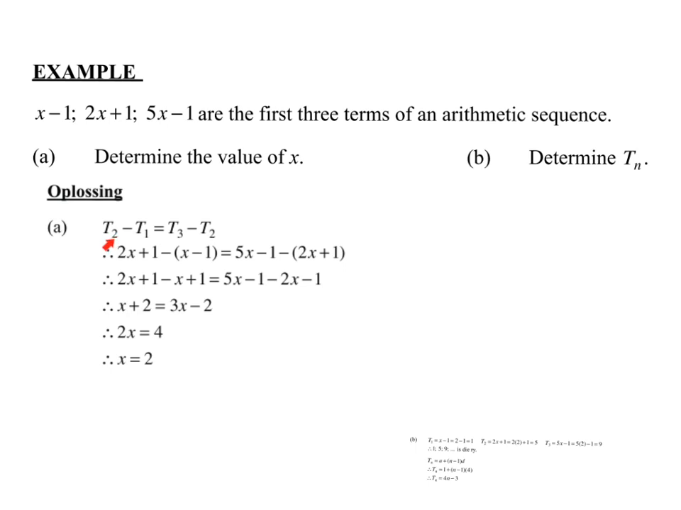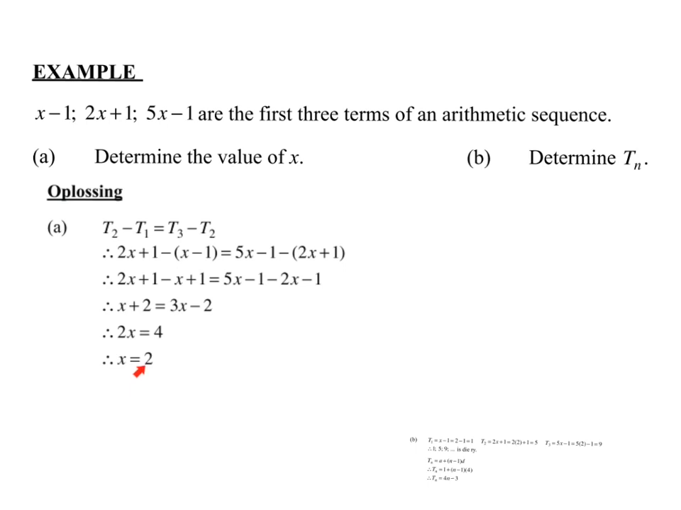So T2 is 2x plus 1 minus T1, and put T1 in brackets, x minus 1. Then you simplify the bracket, multiply with minus 1, it becomes minus x plus 1. On the right hand side, it's T3 minus T2, and you simplify minus 2x, and minus times plus 1 is minus 1. When you simplify the right hand side, it's x minus 2, and if you simplify the left hand side, 2x minus x is x, 1 plus 1 is 2. And then you solve for x, you get x equals 4, and therefore the value for x is 2.